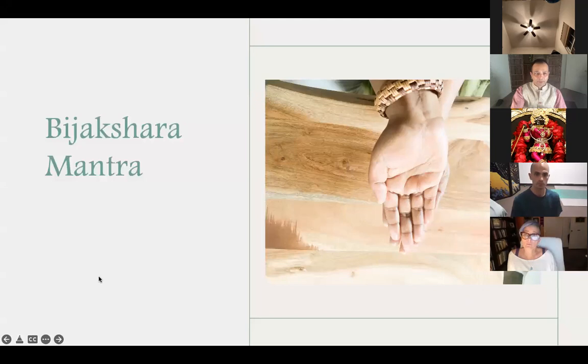So if you open this up, it becomes Matsya. But if you close this, it is Bijakshari mudra. Okay, this is called Bijakshari mudra. So this is also a very important mudra in the worship.